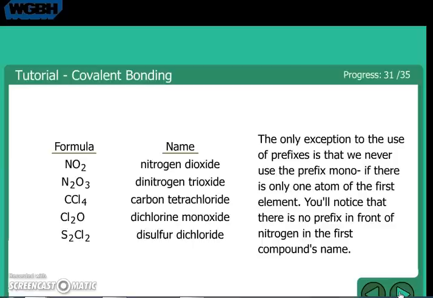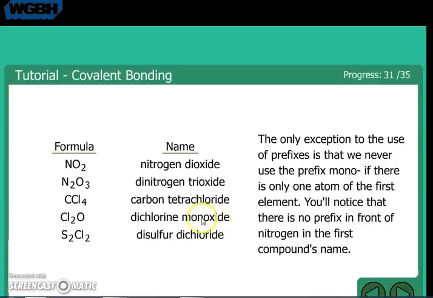You'll notice that there is no prefix in front of nitrogen in the first compound's name. So if you look over here, you do not see in the name mononitrogen dioxide, even though there's 1 nitrogen. But do notice down here, the mono is used with the second element. Dichlorine, you see 2 chlorines, and then 1 oxygen, so you see monoxide. Usually we drop one of the O's when it comes with the oxygen. So instead of monooxide, you'll see monoxide.